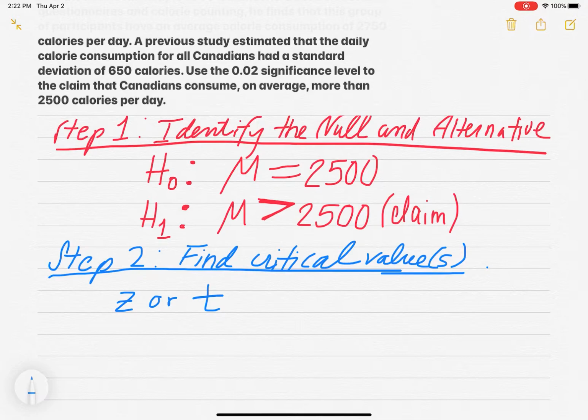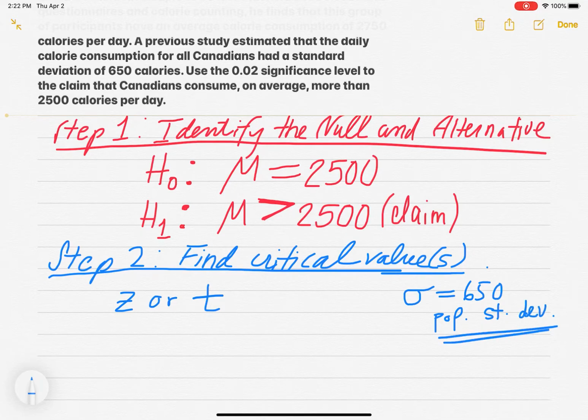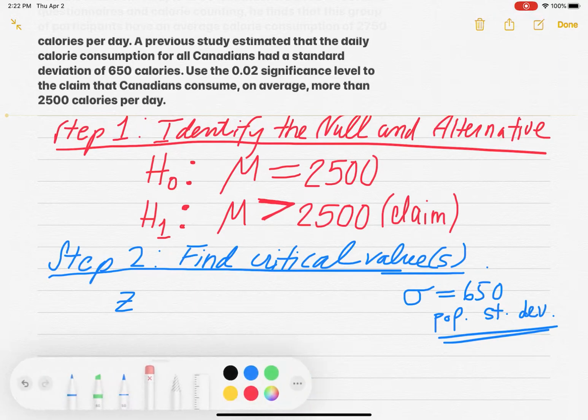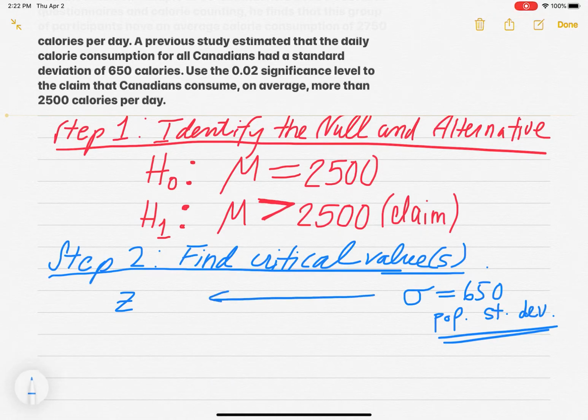So that standard deviation there is sigma, 650. This is the population standard deviation. That's because it's for all Canadians, not just for that group of 50 Canadians. Because we have sigma, we're going to use a z distribution, since sigma is known here. What else? How many tails? A left tail, a right tail, or two tails?